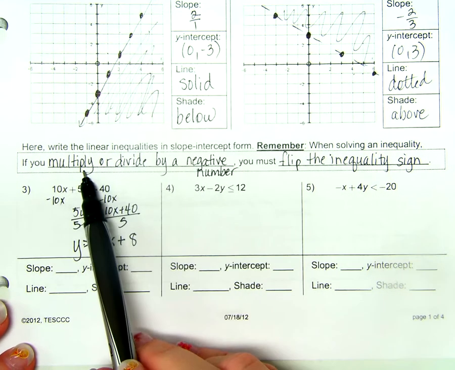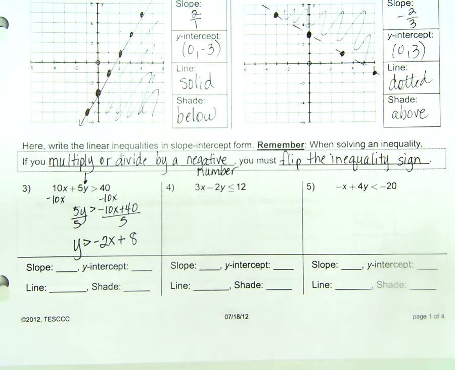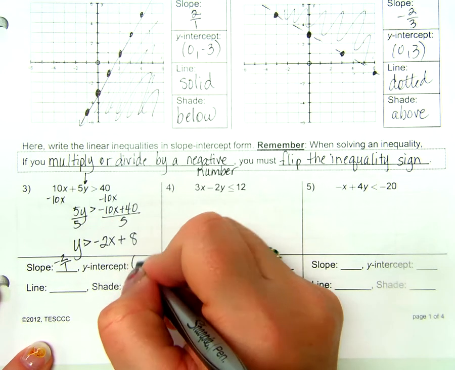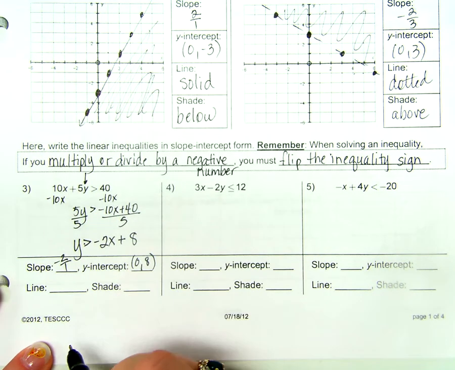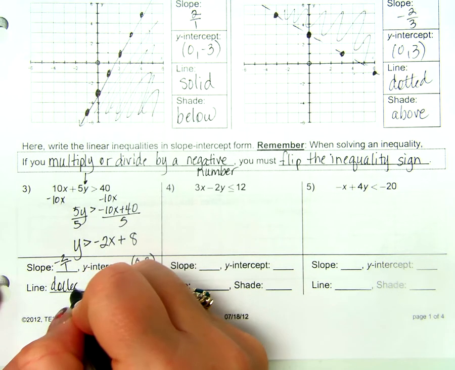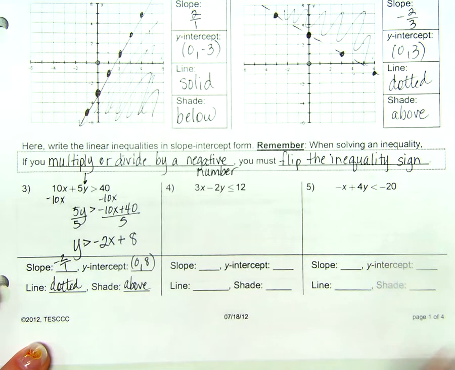Wait, I didn't flip the sign. I must have done something wrong. So I'm not going to flip the sign every time? Oh. What's my slope? Negative 2/1. What's my y-intercept? 0, 8. What kind of line will I draw? A dotted. And where would I shade? Above. Okay, so far?